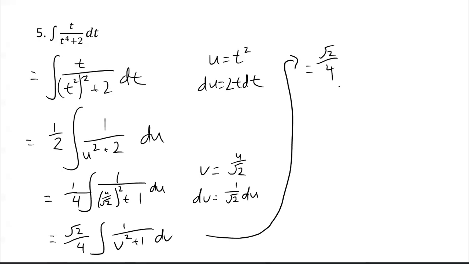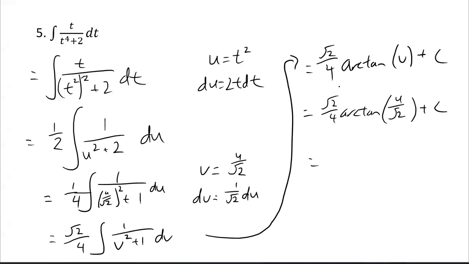Let me double check I did it all correctly first real quick. Okay, I think that's right. So square root 2 over 4 arctangent of v plus c. Okay. And then what is v? That is u over square root of 2. And what is u? That is t squared. Same answer.